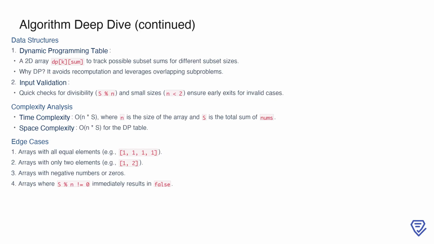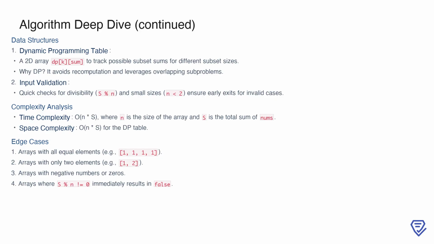Second, proper input validation is essential to handle edge cases. For instance, checking if s mod n is non-zero allows us to exit early when the average cannot be evenly distributed, and verifying that the array size is at least 2 ensures that splitting into non-empty subsets is feasible.